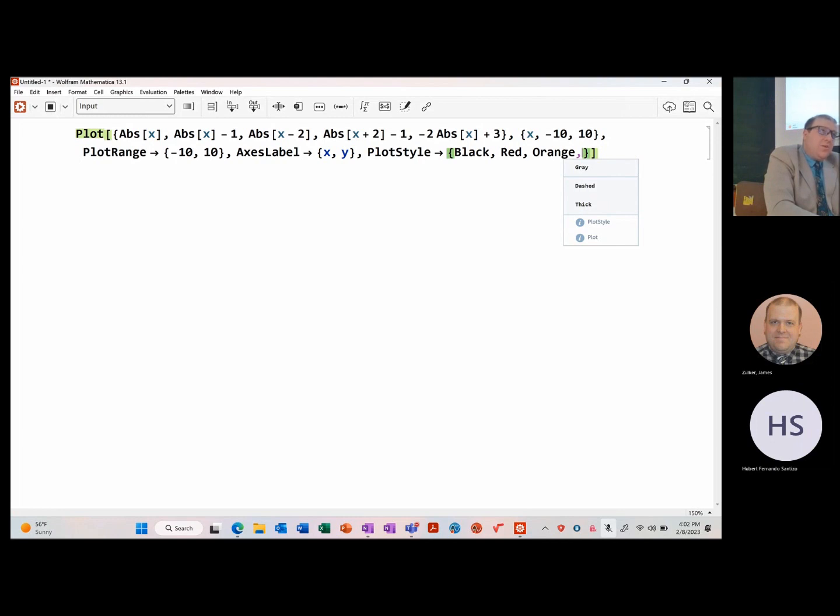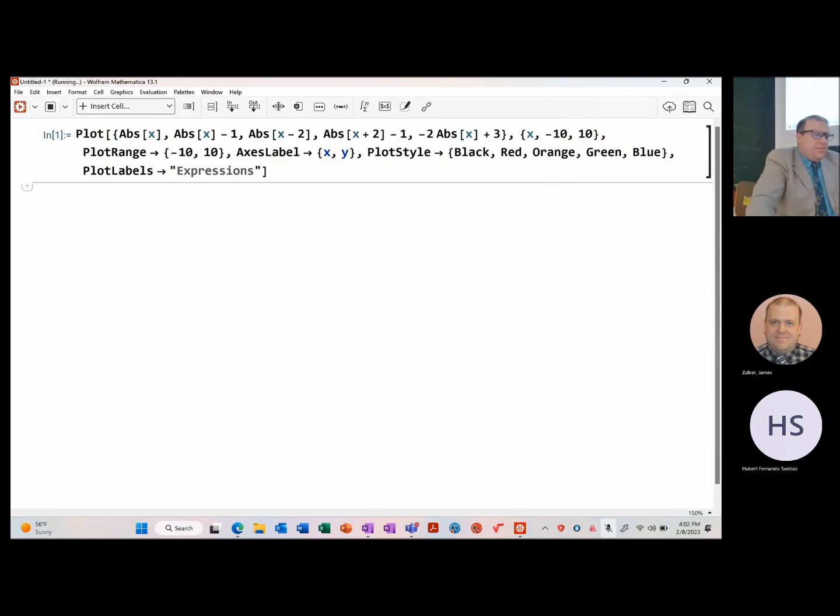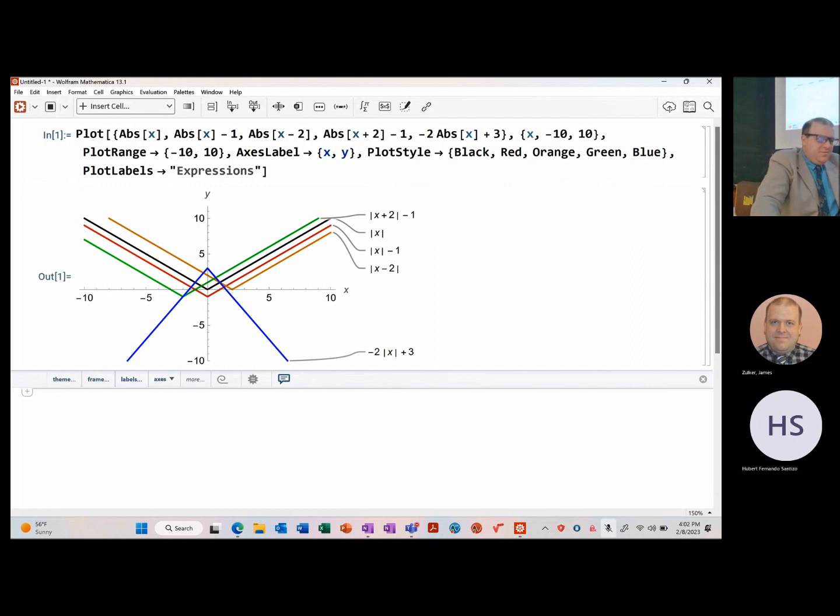Green, yeah, it's not going to show up. Purple. So yeah, green. I'll do 5 and plot tables, expressions. See how this turns out. And of course, after that takes a while to wake up. There we go. So there they all are.